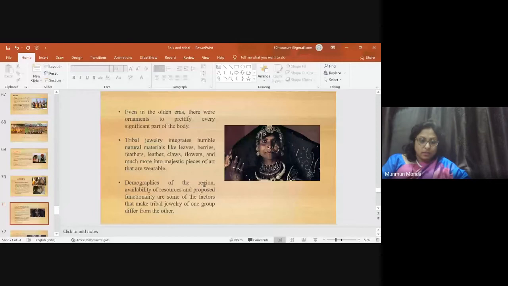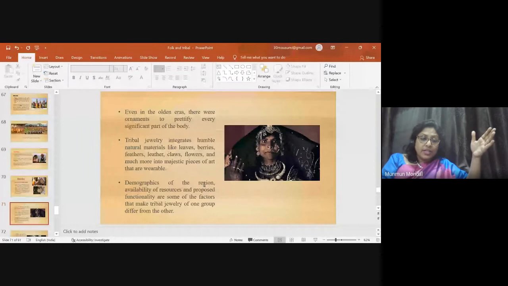And the demography of the region, availability of the resource, and the proposed functionability are some of the very important factors that make tribal jewelry of one group differ from the other group. That is why I am telling you, the way I have mentioned Khasi, Garo, Jayantia, their costumes are different. Their jewelries are also very, very different from each other.